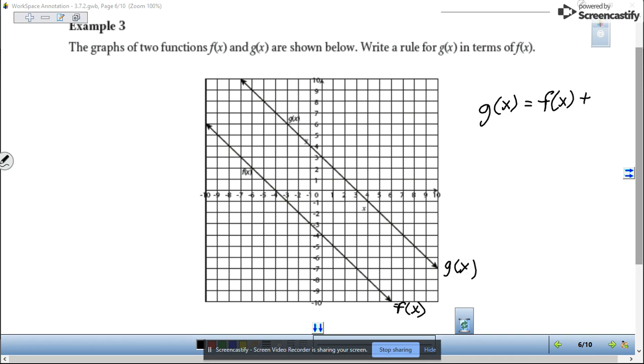Well, how far above it is it? So focus on your y-intercepts, or really any point since it's linear. And you can use any point for exponential too. It's just that intercepts usually are the easy ones. So we just want to figure out how far up we went. So 1, 2, 3, 4, 5, 6, 7. So f of x plus 7. Okay? Pretty straightforward if you have a problem like that.